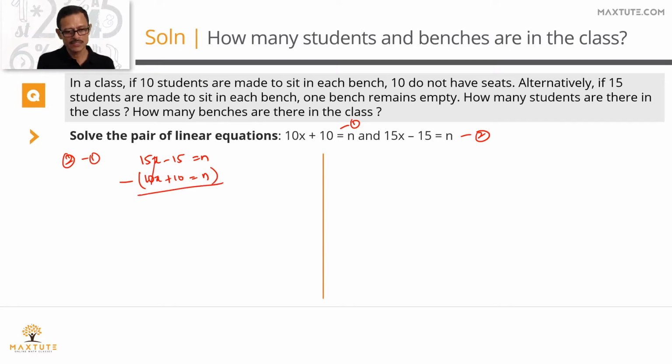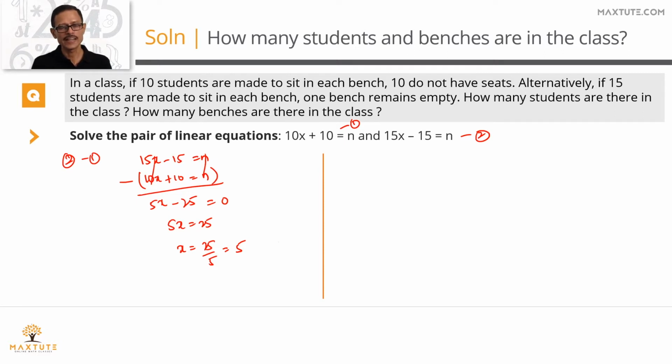15x minus 10x will leave us with 5x. n gets cancelled with n to leave us with a 0 on the right hand side. Minus 15 minus 10 is equal to minus 25. Take the 25 to the right hand side. 5x equals 25, or x equals 25 by 5, which is equal to 5. What is x? x is the number of benches. So you have found out one data.